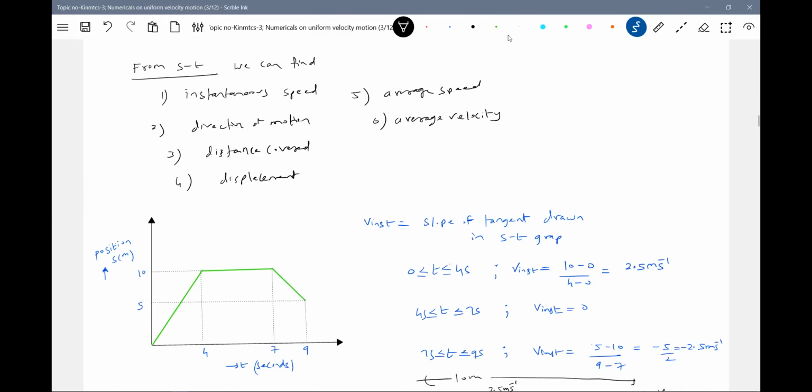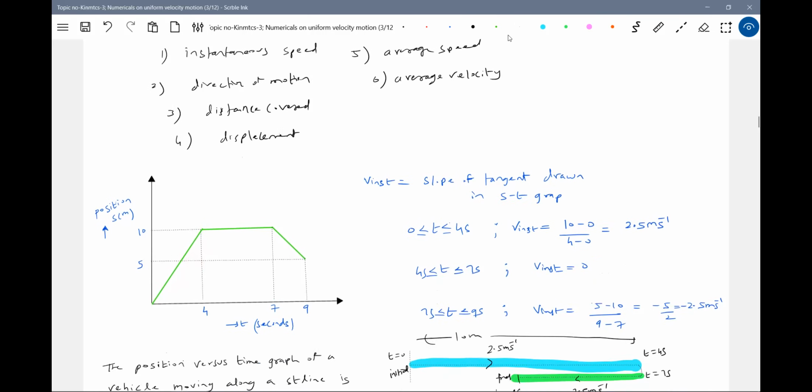By slope, what can we find out? Instantaneous speed. This is very important. The slope in the ST graph will give the instantaneous speed. And the speed is constant. You see, for 0 to 4 seconds, the slope is constant, so the speed is constant. So for 0 to 4 seconds, what is the type of motion? Uniform velocity. Then for 4 to 7 seconds, the body will be at rest. I'll write all these things. For 0 to 4 seconds, the body moves with this much speed. For 4 to 7 seconds, the body or vehicle is at rest.